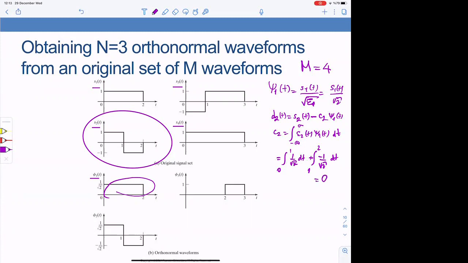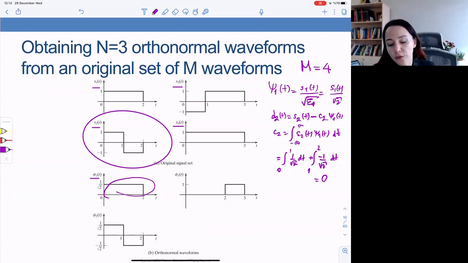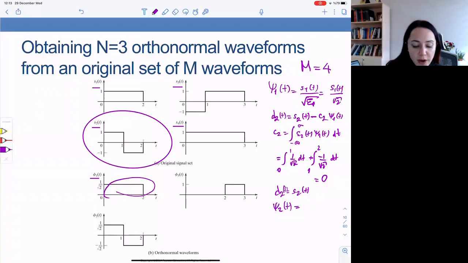What does that give us? 0. It means that S2 is orthogonal to phi1. So in this case, d2 is simply S2 itself. Then phi2 is d2 normalized, which is d2 divided by the square root of the energy. The energy is again 2, so S2 divided by the square root of 2 gives us our phi2 of t. How about phi3?